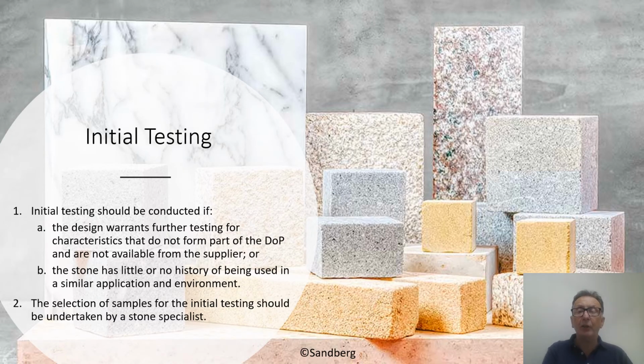Where further testing beyond that presented in a declaration of performance is required, it would normally be a combination of initial and production control testing. Firstly, we'll discuss the initial testing. That initial testing would normally be carried out if the design warrants further testing to establish characteristics of the preferred stone that are not included within the declaration of performance and are not available from the supplier by means of another or additional test report, or if the stone has little or no history of being used in a similar application and environment to that which you're going to adopt.